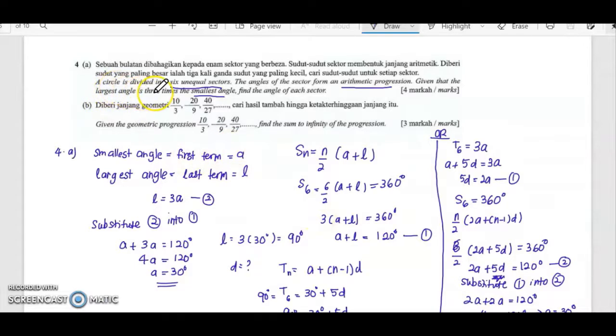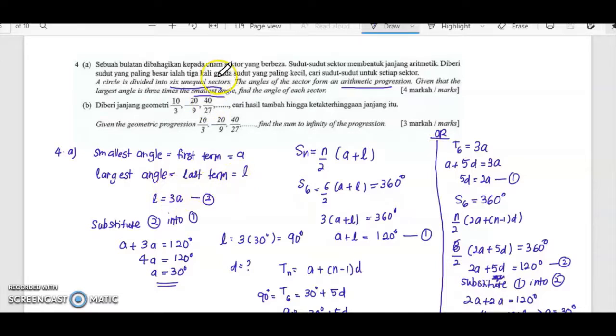A circle is divided into 6 unequal sectors. The angles of the sectors form an arithmetic progression. Given that the largest angle is 3 times the smallest angle, find the angle of each sector. Okay, so now we have 2 types of method that we can choose. The first one is we know that the smallest angle will be the first term, and we make it as A, and then the largest angle will be the last term, and make it as L.